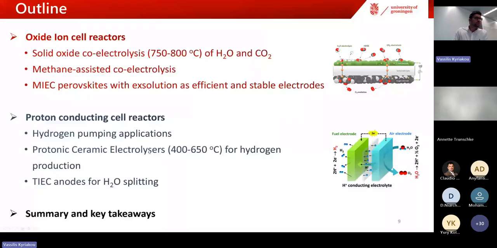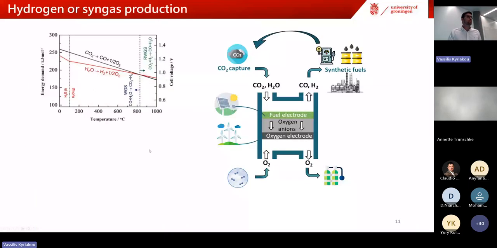Starting with oxide ions, the concept of syngas production. First of all, why are we interested in high temperature synthesis gas production? We always start from thermodynamics. As engineers, we should start from thermodynamics.